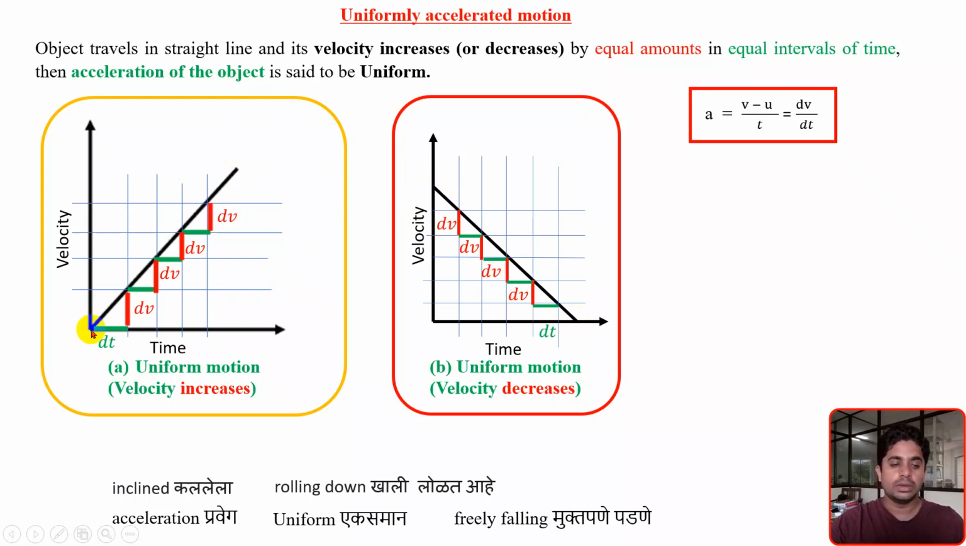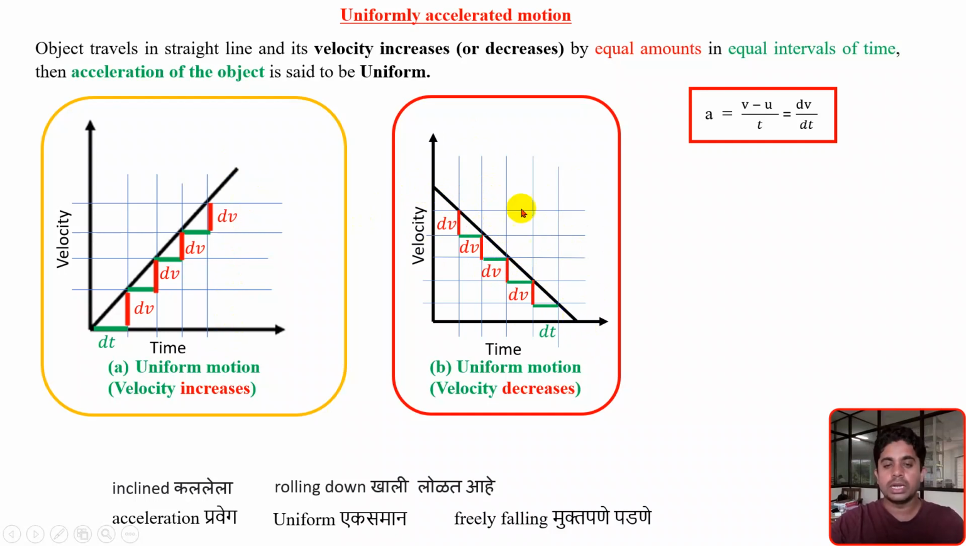For this case, velocity is zero when time is zero. It is increasing. Maybe somewhere at this point the velocity is maximum, corresponding to this time. But in this case it has some initial velocity, u maybe, and then that velocity has decreased, and at this particular point it has reached and become zero.